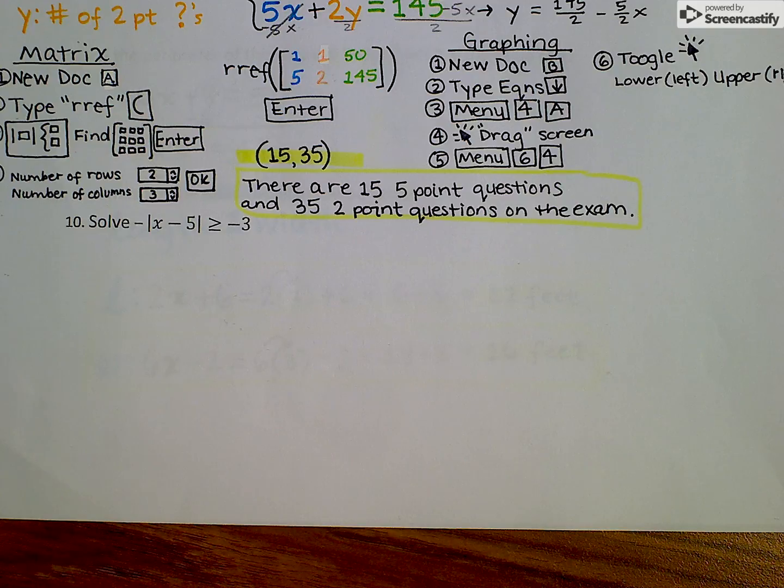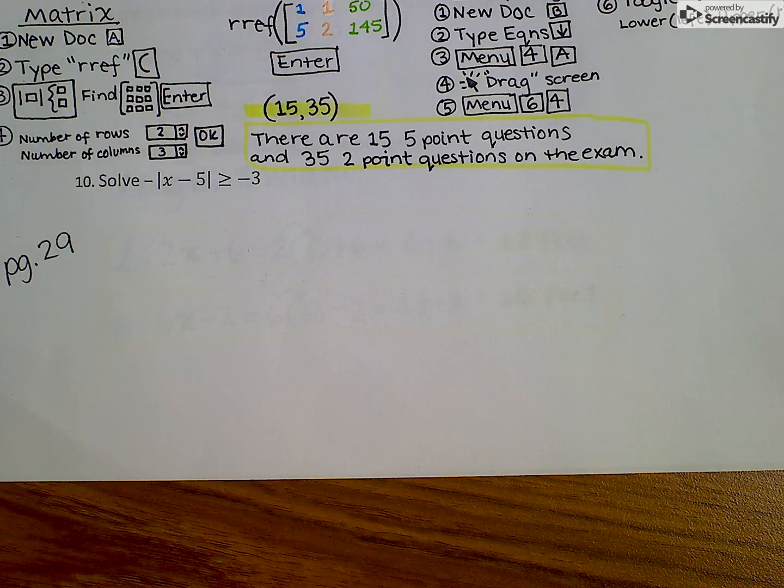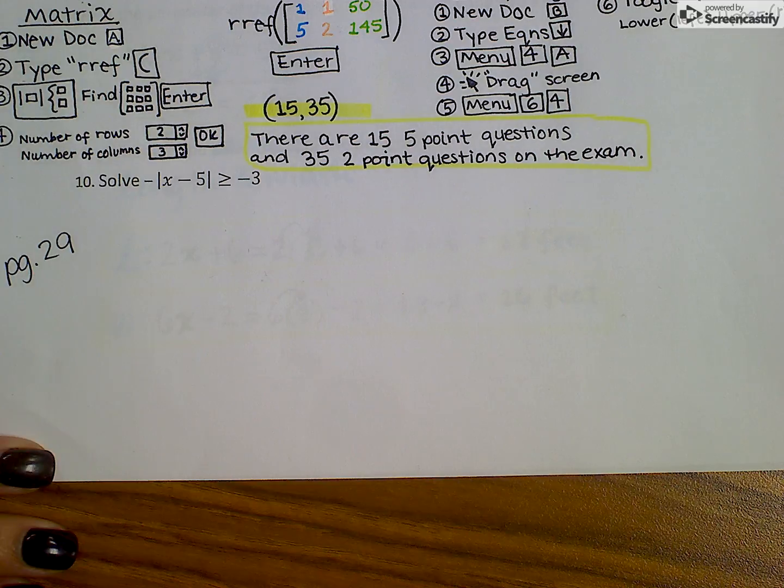So last problem, number 10, you can find on page 29, of course. Now, this one was kind of last minute adding it on there because it's so fresh. You guys shouldn't need too much help with it, but let's go ahead and begin. Remember, step 1 is to get our absolute value bars alone.